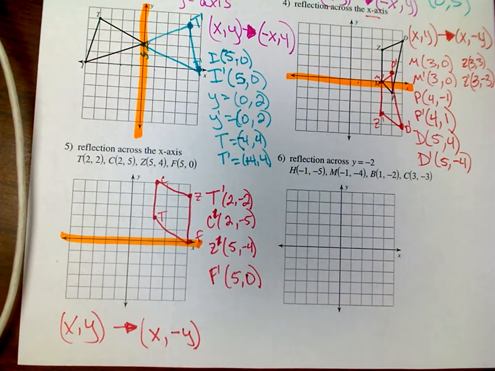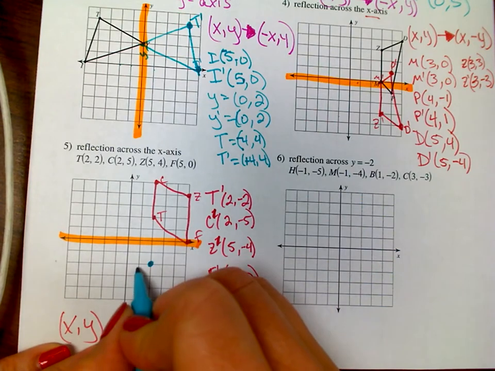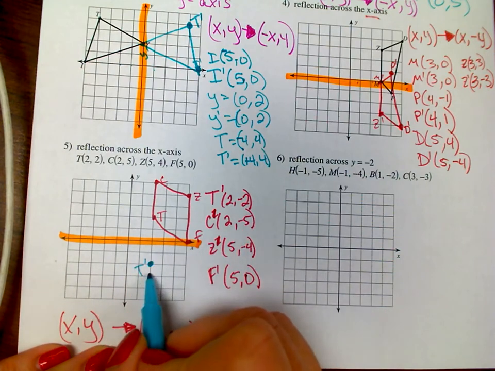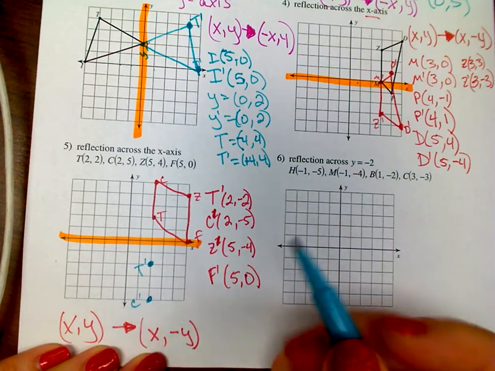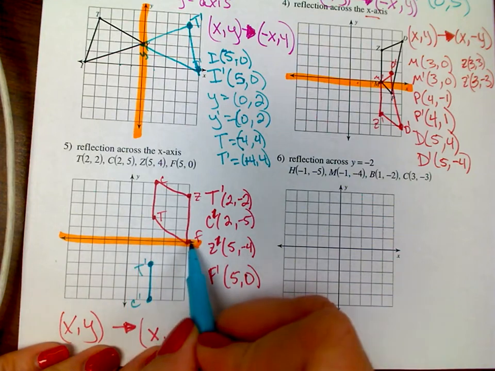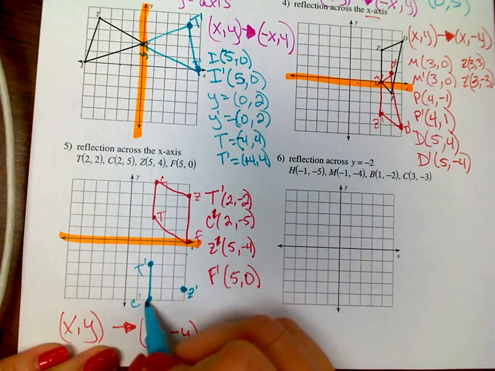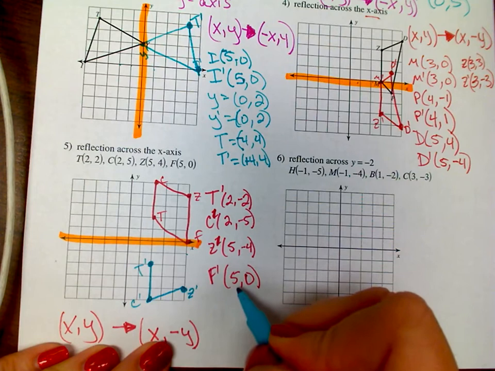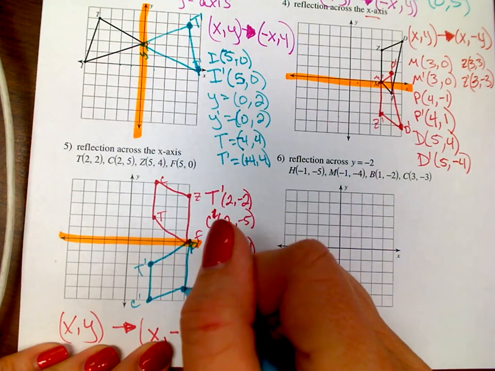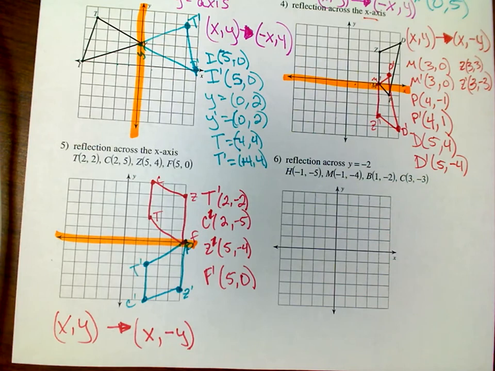Now let's reflect it. 1, 2, 1, 2. T prime, 2, -5. 1, 2, 1, 2, 3, 4, 5. C prime. 5, -4, 5, -4, Z prime. And then F is the same. So there, it's reflected over the x-axis.